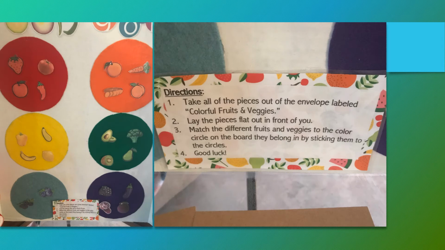The game that's located in the center of the board with the 6 different color circles corresponds with the day 2 lesson plans about fruits and vegetables. In this activity, the students will take the pieces out of the envelope labeled colorful fruits and veggies, and what they have to do is look at the piece and decide which color circle matches the color of that fruit or vegetable, and they'll stick it on the correct circle.